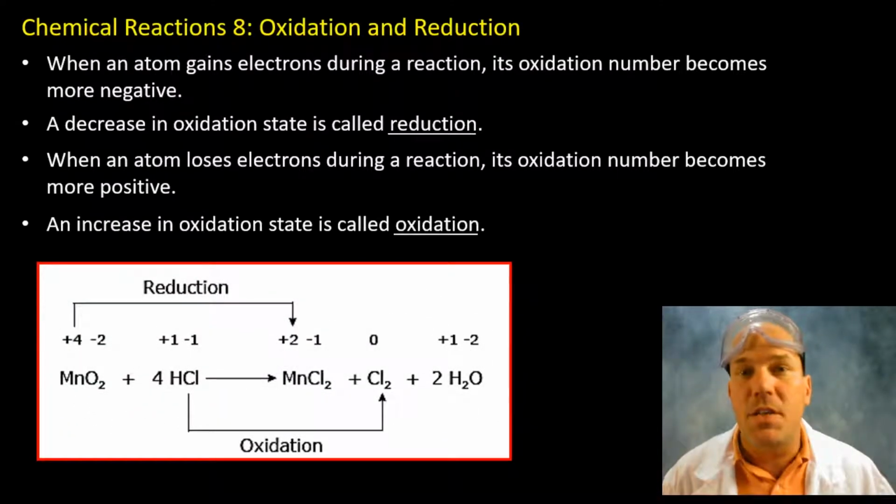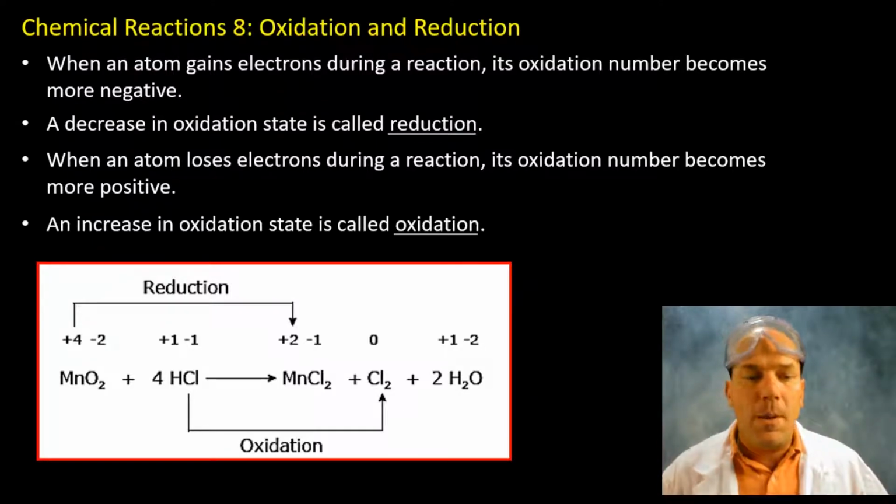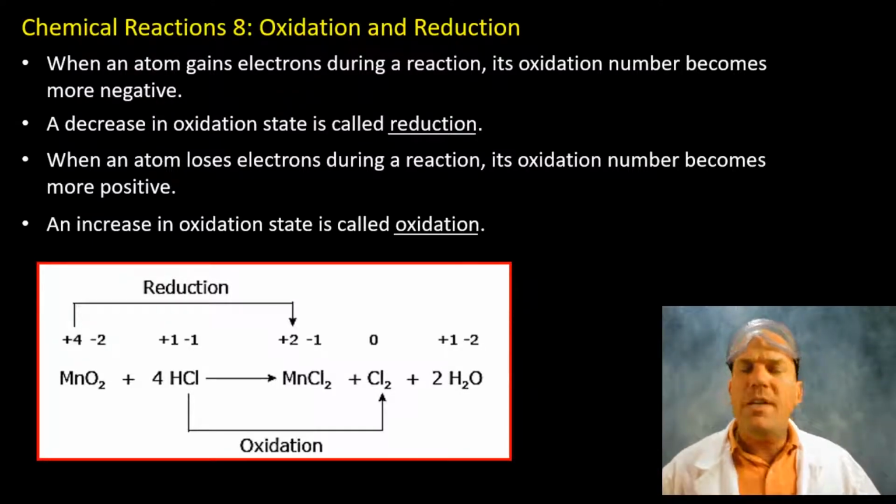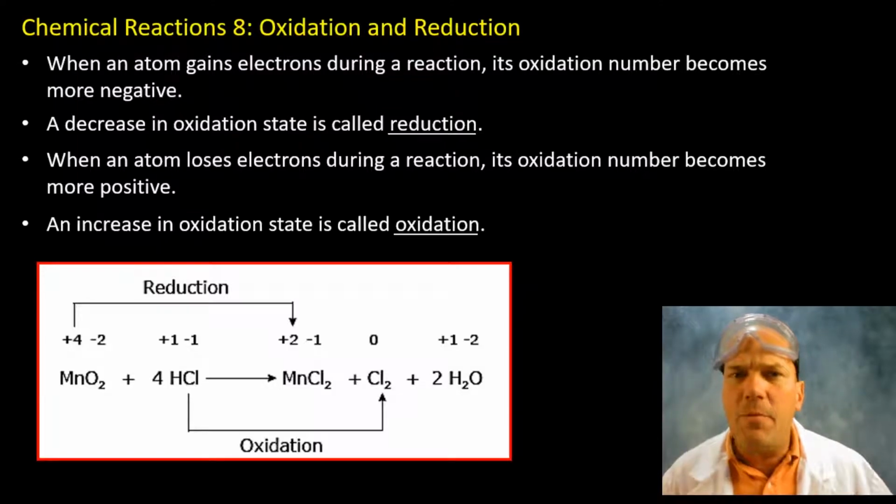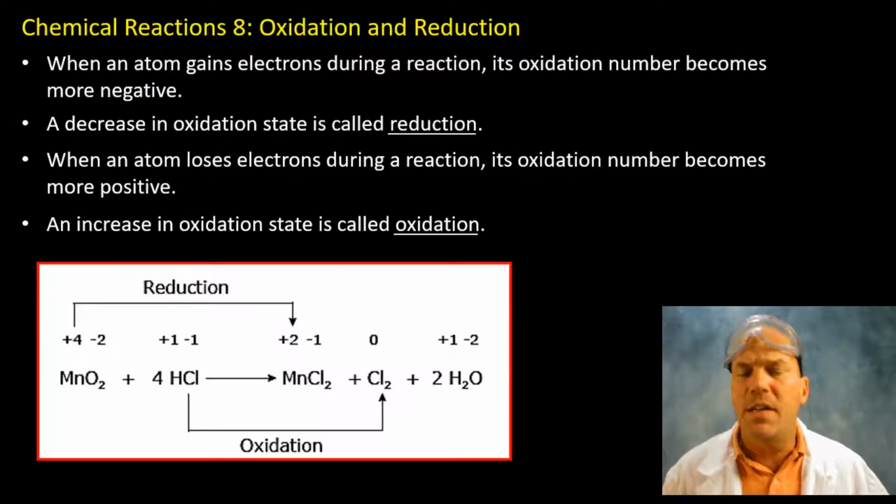as oxidation. Let's look at the following reaction in which manganese(IV) oxide reacts with hydrochloric acid to yield manganese(II) chloride, diatomic chlorine, and water.